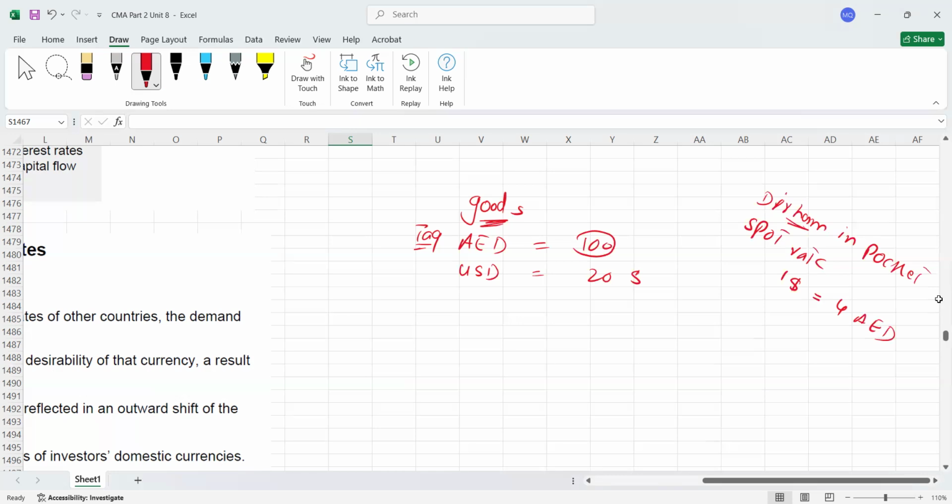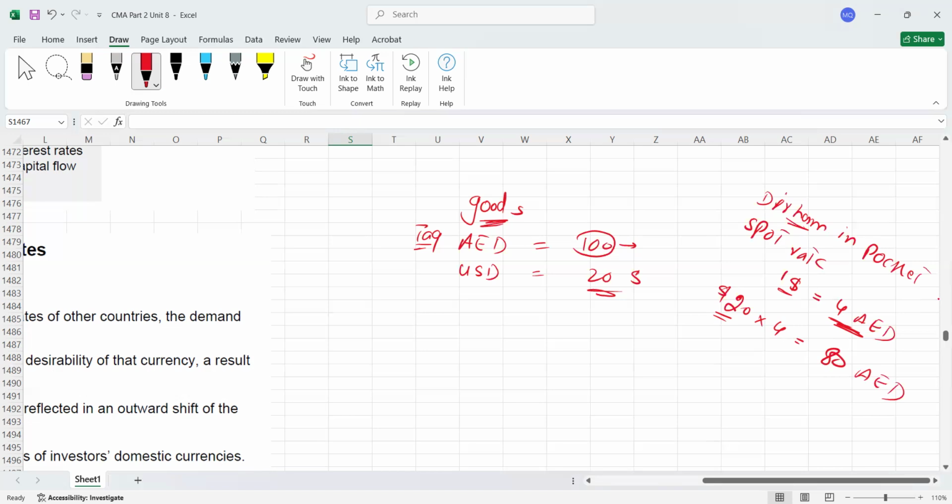Now, you might think this way: if you buy this product in dirham, you will pay 100 dirham. But if you buy in dollars, the price is $20. If $1 equals 4 dirham, you can convert this $20 into dirham. To get $20, we will pay 4 dirham for each dollar, which means it will cost you 80 dirham. Try to understand what I'm saying.